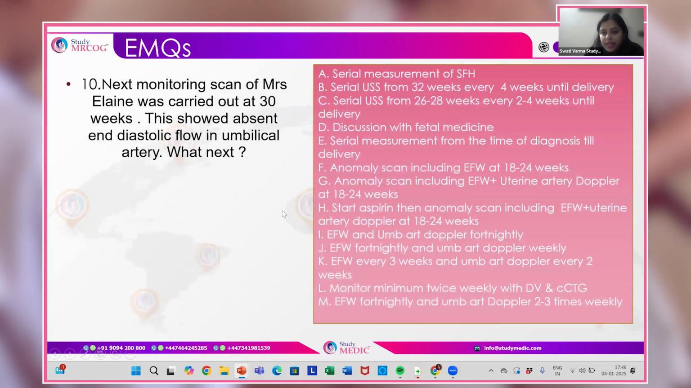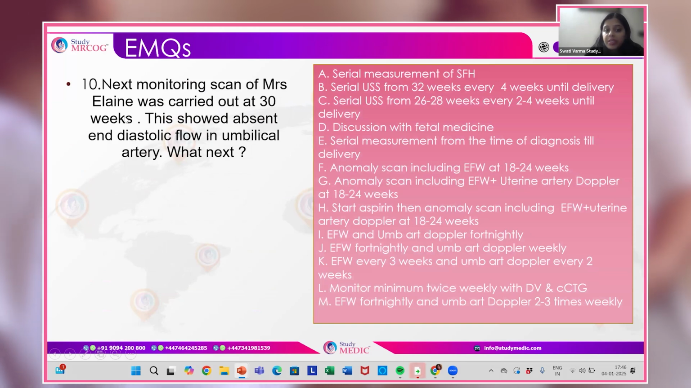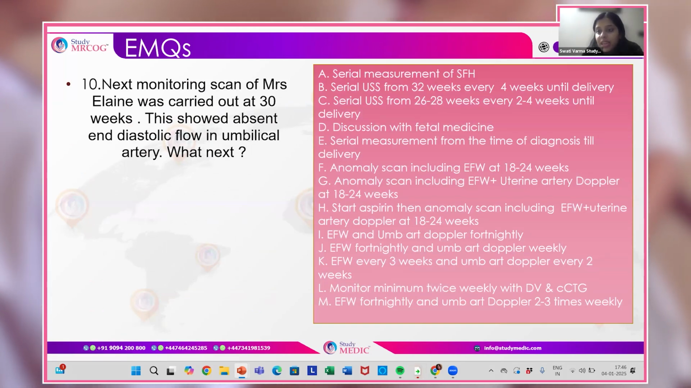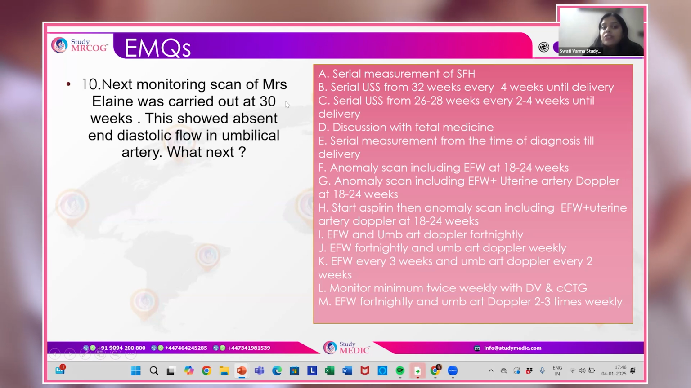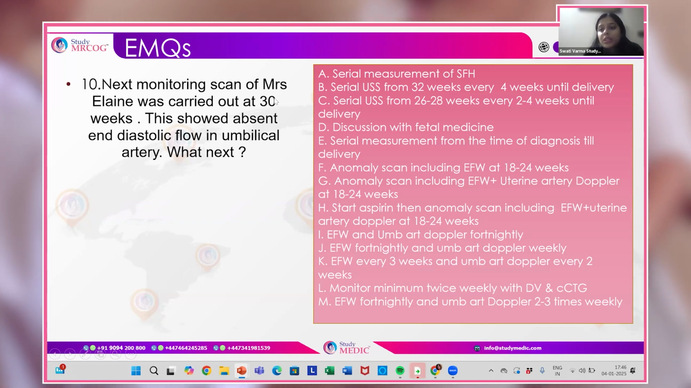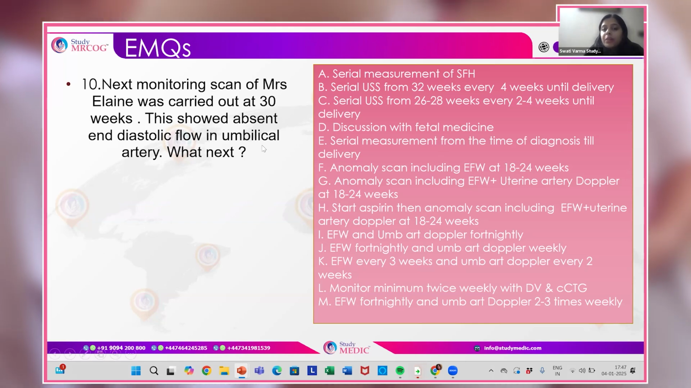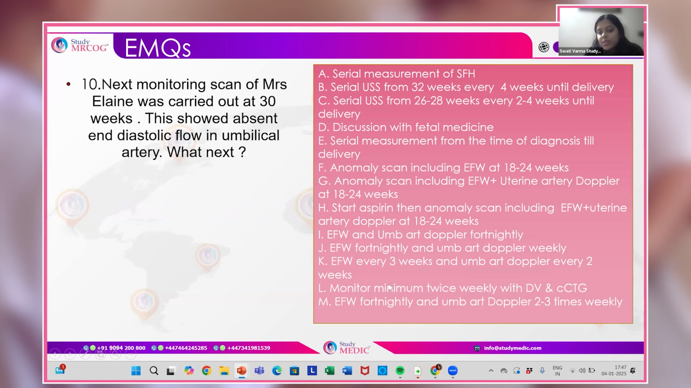Now the last EMQ. Next monitoring scan of Mrs. Elaine was carried out at 30 weeks. This showed absent end diastolic flow in umbilical artery, AEDF. Now what next? If you find AEDF, first of all, look at gestational age. If she is 32, you can consider delivery. If she is 34, you will definitely recommend delivery. But right now she is 30. So you will offer her more frequent monitoring through ductus venosus and computerized CTG.